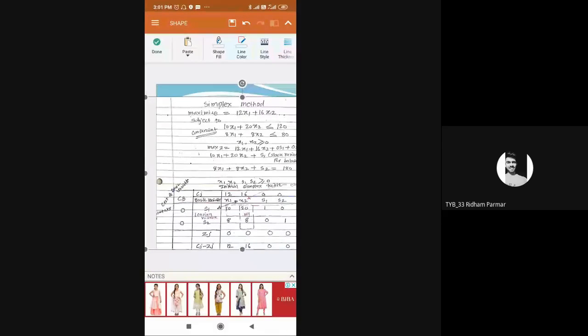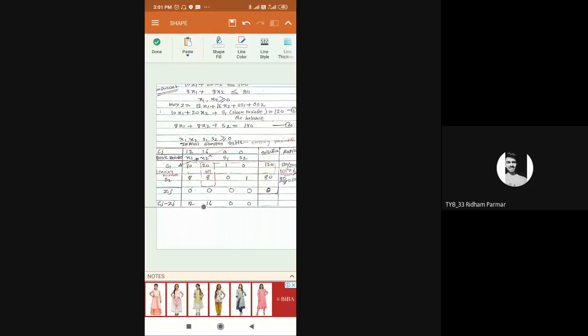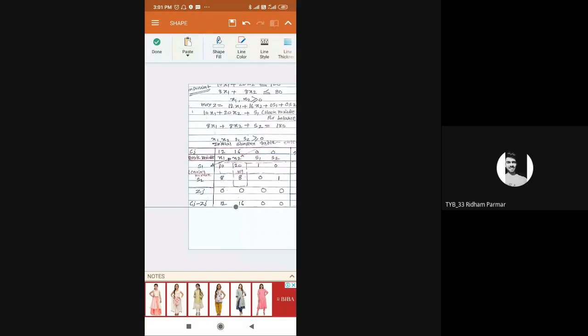Then the next procedure, we have to find out the key element and key column in this table. So how to find out the key element and key column? In order to find this, first of all we have to find out Zj. So Zj, what is the coefficient of the basic variable? For both it is 0, correct? So 0 into 10 plus 0 into 8, addition of this is 0.